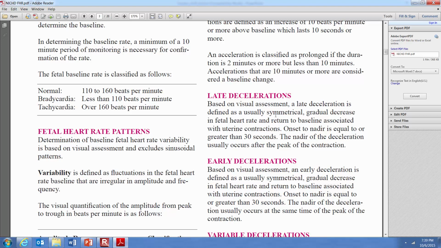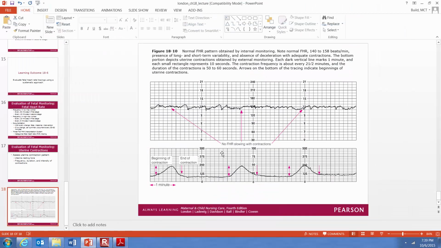These are bad, and these look different on the monitor than the early decelerations. They're the same as the early deceleration in that by the time it leaves the baseline till it gets to its lowest point is greater than 30 seconds. That's exactly the same as the early deceleration. Okay? The difference is the late deceleration starts late in relation to the contraction.